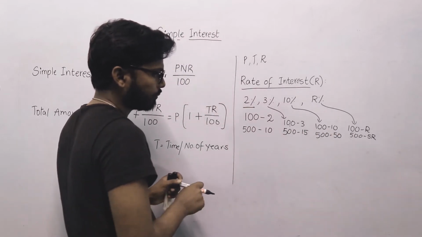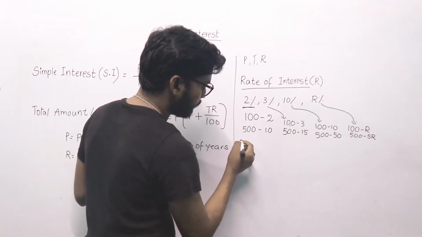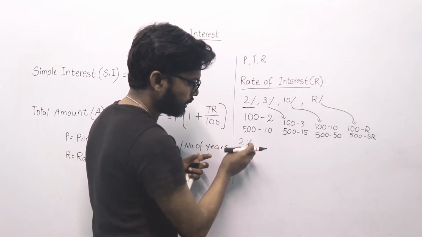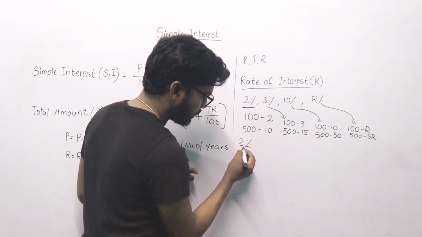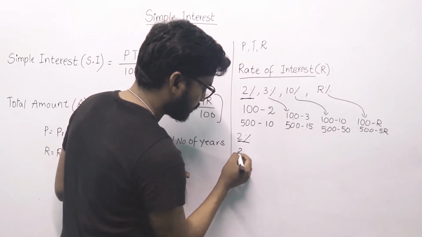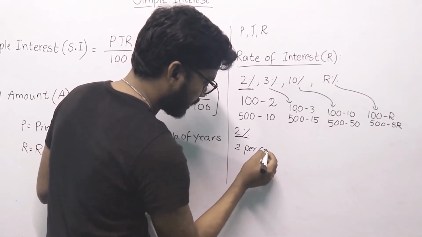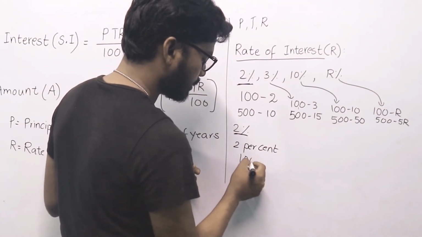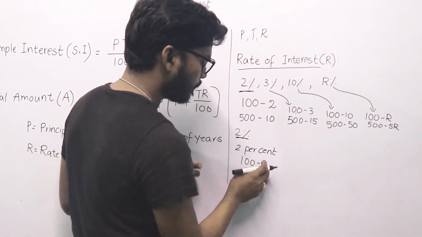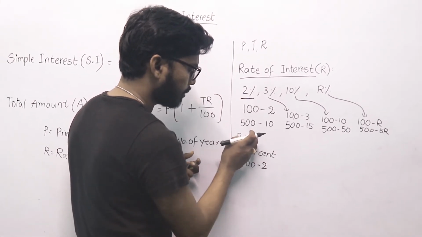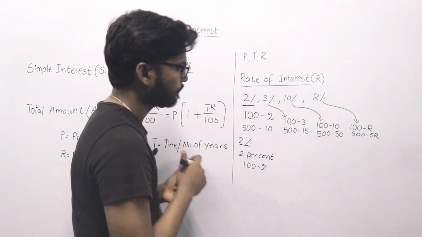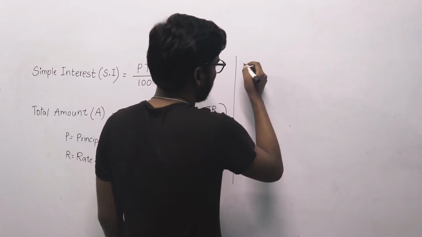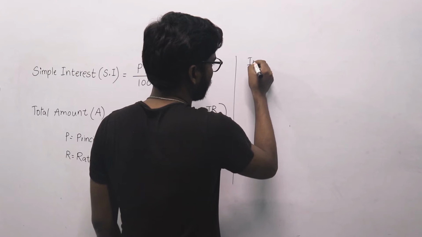So finally, 2% written in terms of per cent is 2 per 100. So for every 100 rupees, 2 rupees will be charged for one year. That is the meaning of rate of interest. Now let us see the interest.